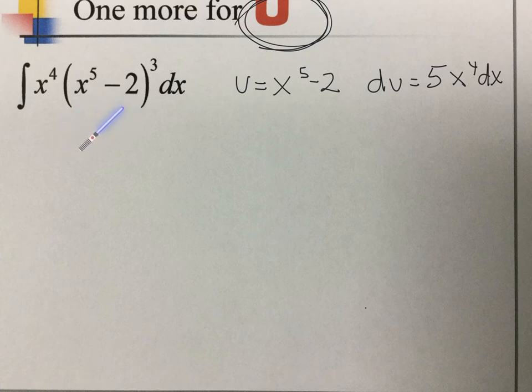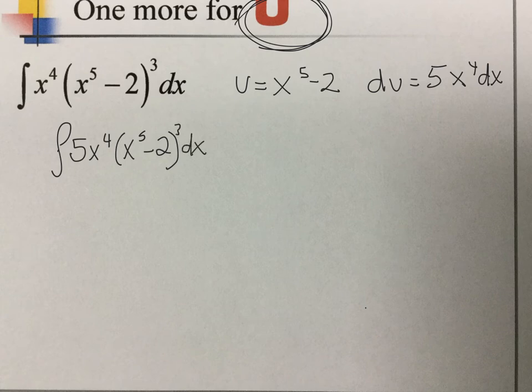Yep, because I picked that out. Do I have my full du? No, because all I have right here is x to the 4th. Okay, so if I only have x to the 4th, what do I need to add in? Did you say 5? That's correct. I need a 5 there. So I'm going to do a rewrite. I'd want my 5x to the 4th times x to the 5th minus 2 to the 3rd dx, and then I'd have to add that 1/5, so it means I didn't change anything.